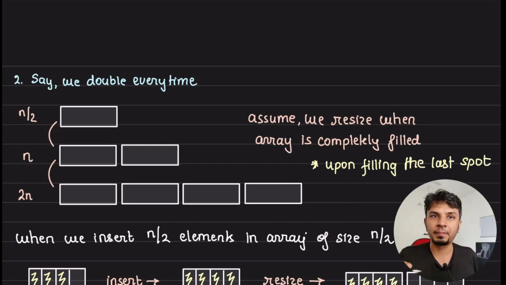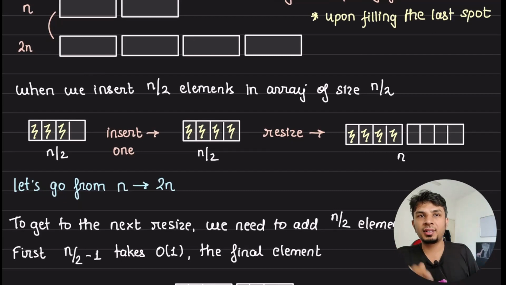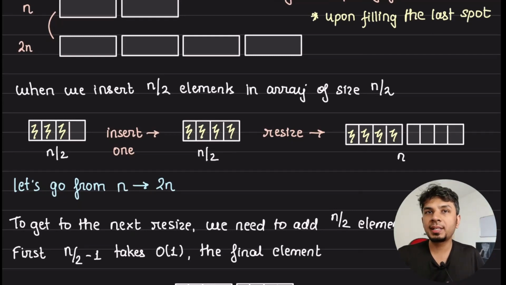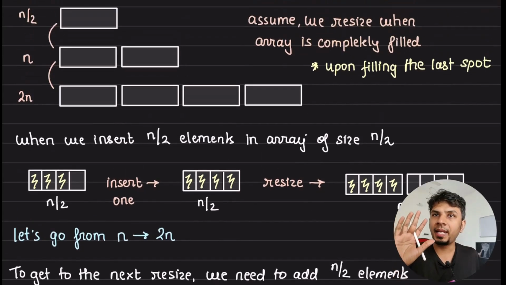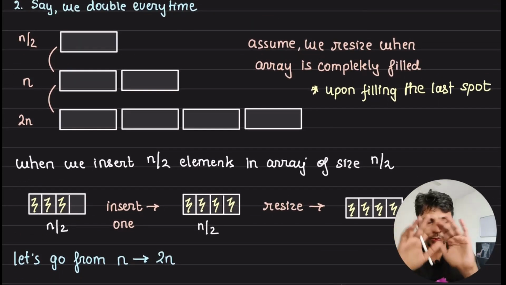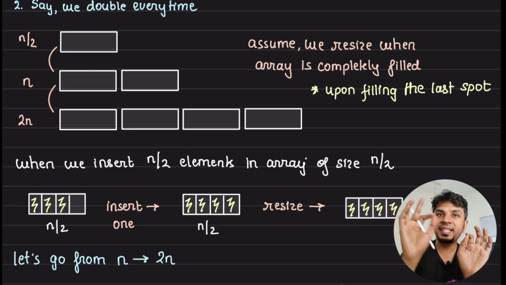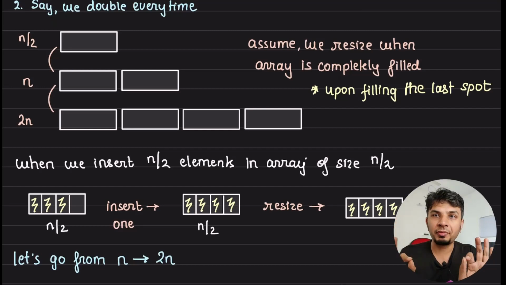We are always doubling. Now let's take a look at what happens when we insert n by 2 elements in the array of size n by 2. Now what would happen, right? I'm taking a very simple assumption to make the explanation simple: we resize when the array is completely filled, right?